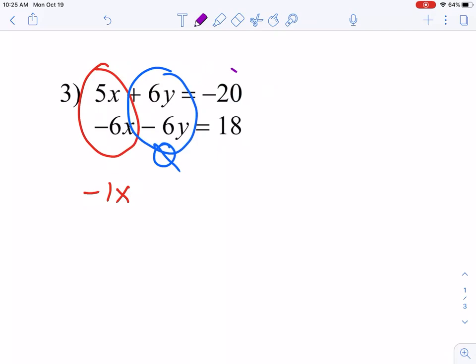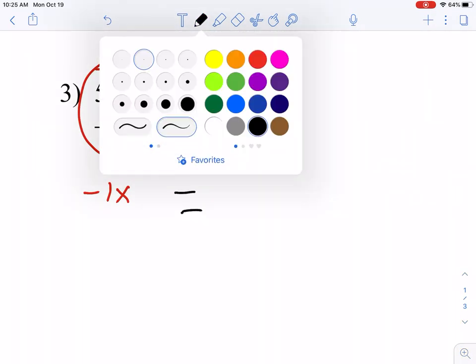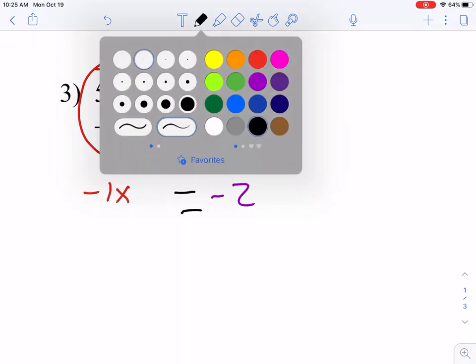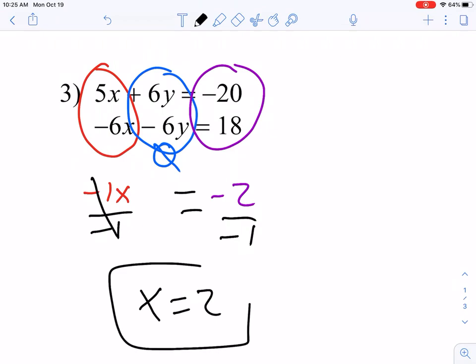And when I put my last bit together here, negative 20 and positive 18 will leave me with a negative 2. To get x by itself, I'm dividing negative 1 to both sides, and x equals positive 2.